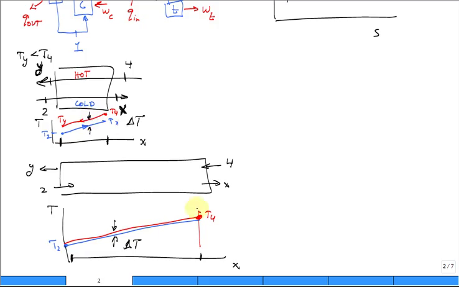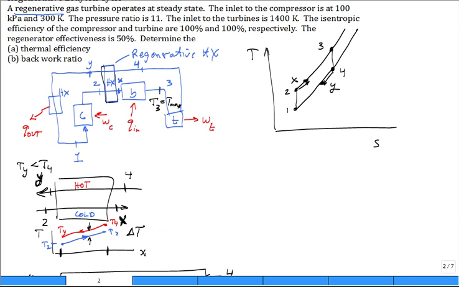So in theory, the exit temperature for the hot could be as low as T2, the inlet temperature of the cold. And the exit temperature of the cold could be as high as T4, the inlet temperature of the hot. That's a tongue twister, isn't it? So X could go as high as 4, and Y could go as low as 2. So that's an ideal situation.